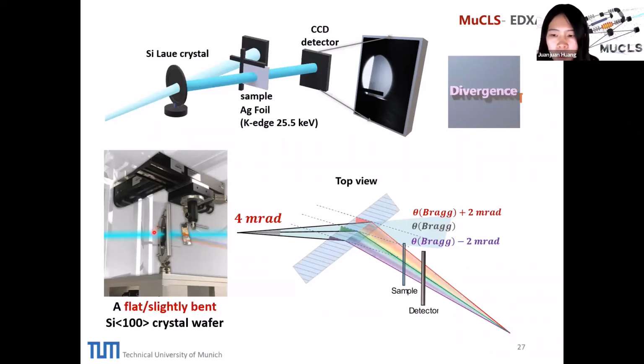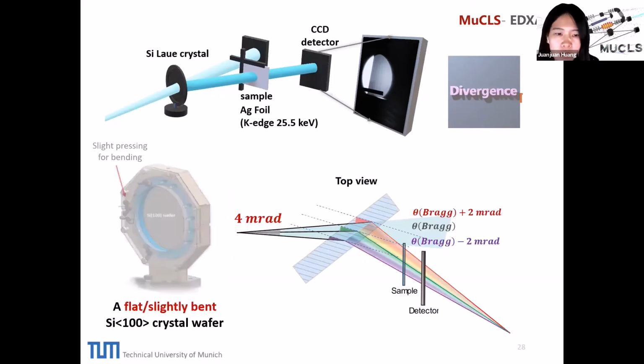This is the picture with the highlighted X-ray beam path in experimental Hutch 1. This one is the direct beam, this is the Laue diffracted beam, and this one is the sample, which is a silver foil. That was an old picture, and actually now we have a new crystal holder, and this crystal holder can bend the crystal by slightly pressing the edges. The bending can be used to tune the energy range as well as the energy resolution, which I will show you some examples of in the next slides.